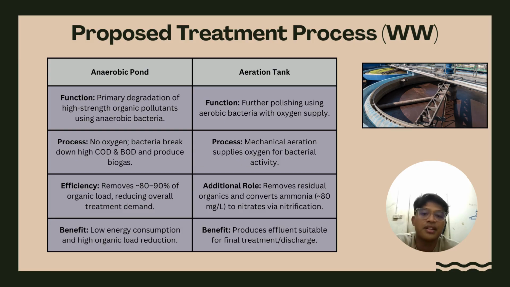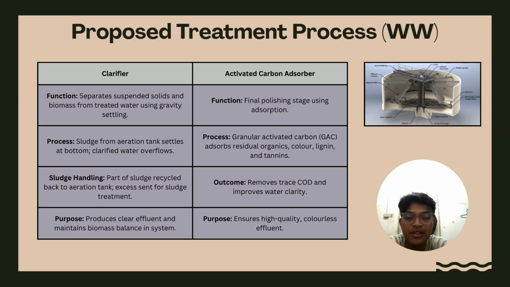Next, the aeration tank further treats the effluent using aerobic bacteria. Oxygen is supplied through mechanical aeration, allowing the remaining organic matter to be degraded. In addition, nitrifying bacteria convert ammonia, about 80 mg per liter, into less harmful nitrates, improving effluent quality for downstream treatment. After biological treatment, the effluent enters the clarifier, which is a gravity settling tank.